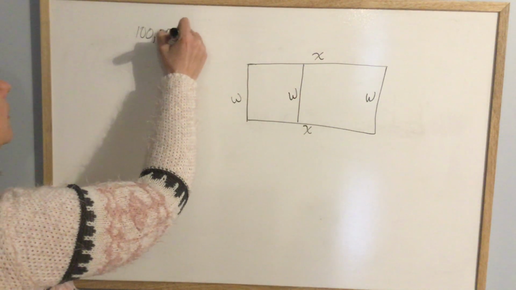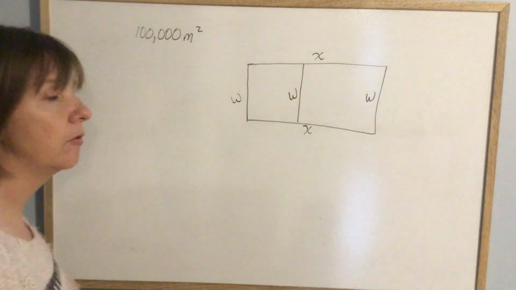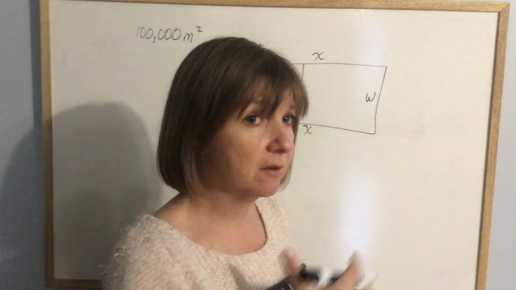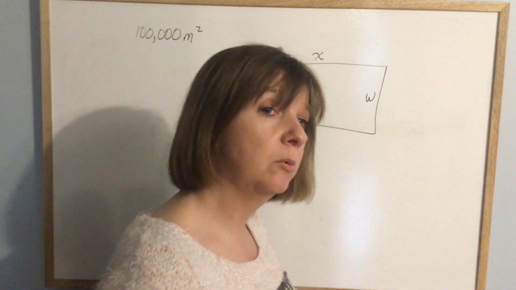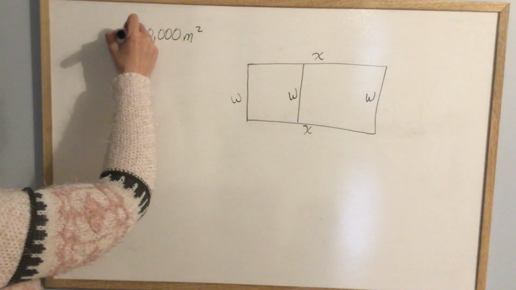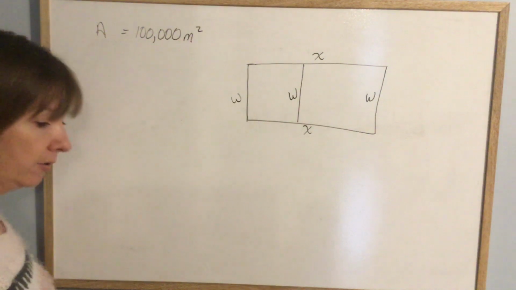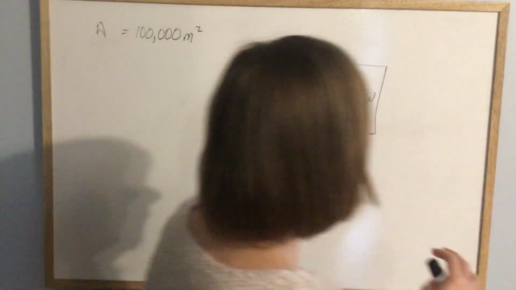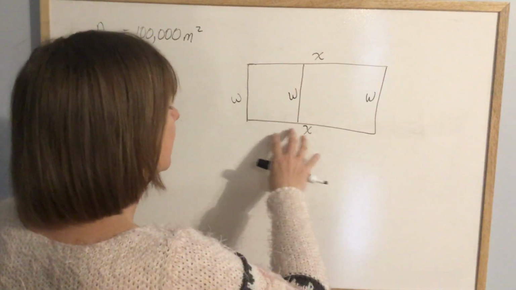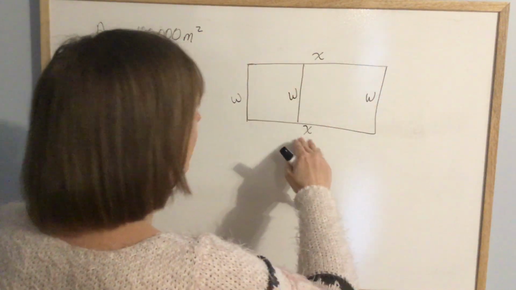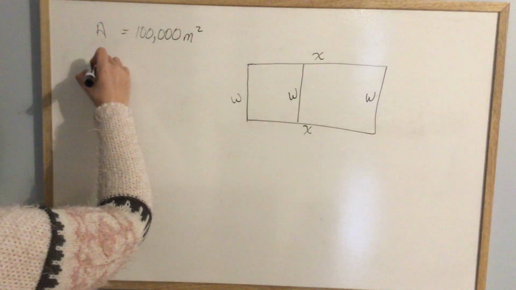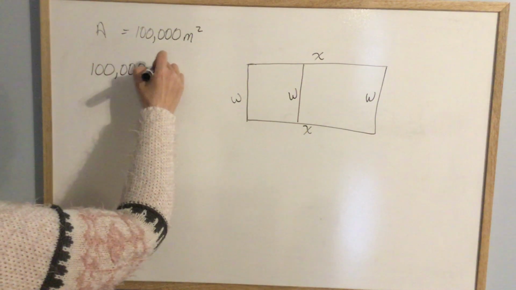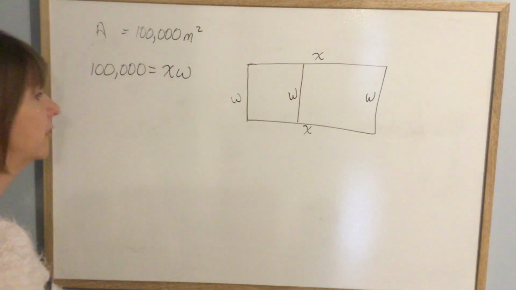100,000 square meters of water. That's actually an area, right? Because it's square meters. If it was cubed, we'd be talking volume, but we're not. We're actually talking area here. So the area of this space is length times width, so X times W. So my area, which is 100,000, is equal to X times W.